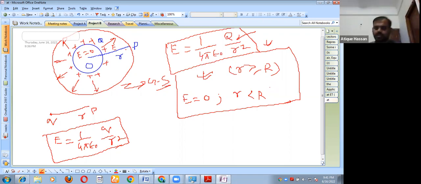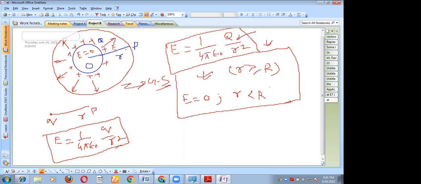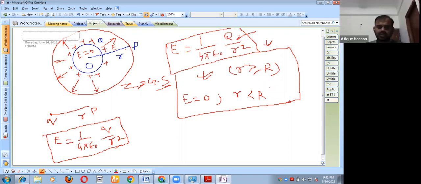So you may write a note that the electric field due to a conducting charged sphere is zero at internal points.